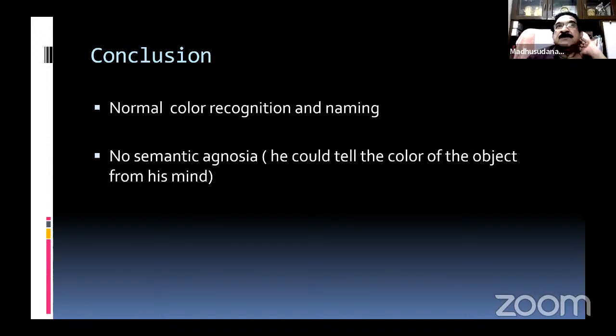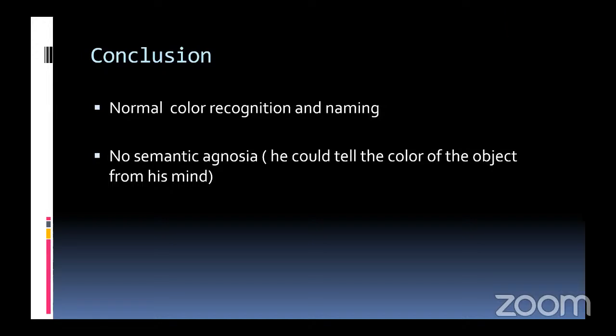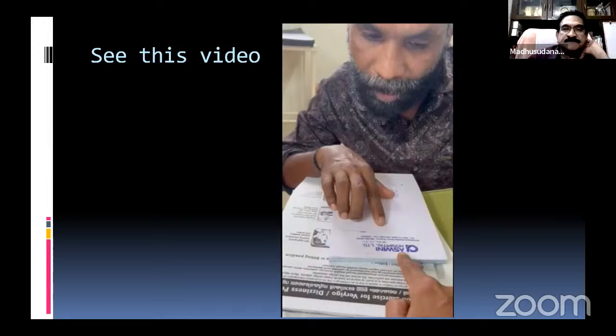Okay, is it clear to you now? So semantic agnosia is not agnosia at all. It's a misnomer. To call it agnosia, the memory bank should be normal. Okay, let us see this video now.